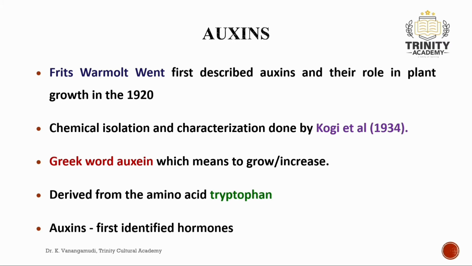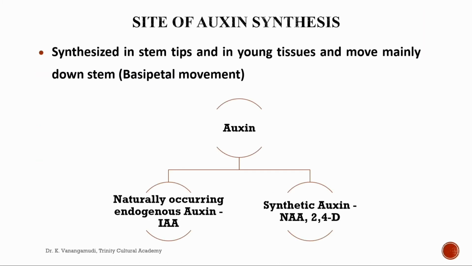Auxins are the first identified hormone in plant growth regulators. Mostly, auxin is synthesized in stem tips or in young tissues and moves from shoot tip to root, that is basipetal movement. There are two types of auxin based on origin as natural auxin or synthetic auxin. Example of natural auxin is IAA, which is also known as endogenous auxin. Example of synthetic auxin is NAA, IBA and 2,4-D.